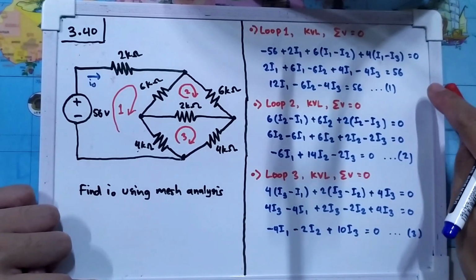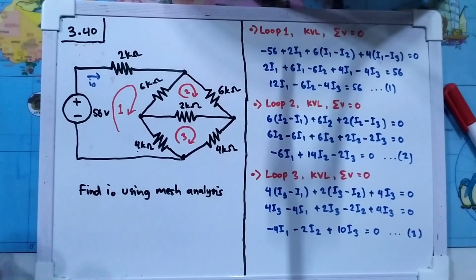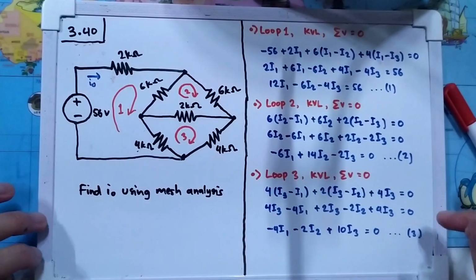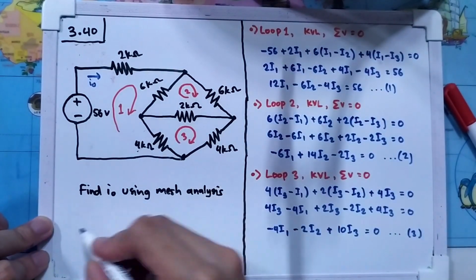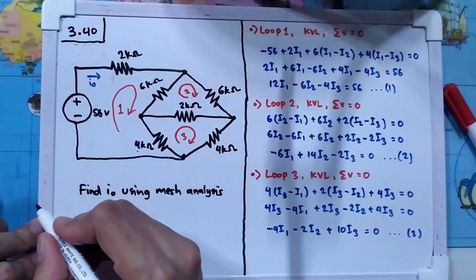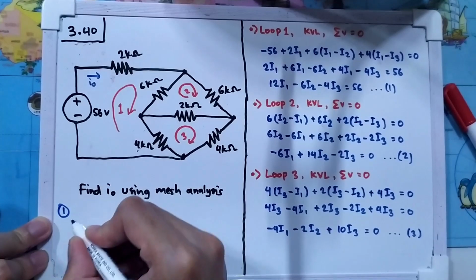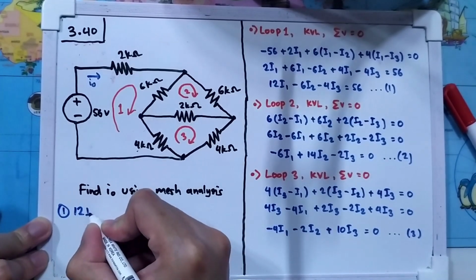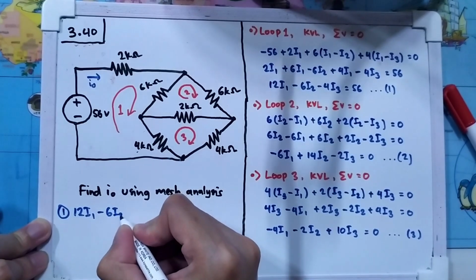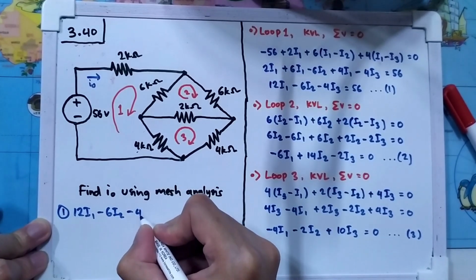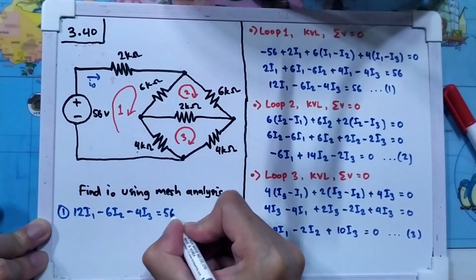And okay, let's save the equations here. We'll have 1, 2, and 3, and let's save these 3 equations and erase the right hand side of the board. We'll have for equation number 1, it's 12I1 minus 6I2 minus 4I3, it's equal to 56.